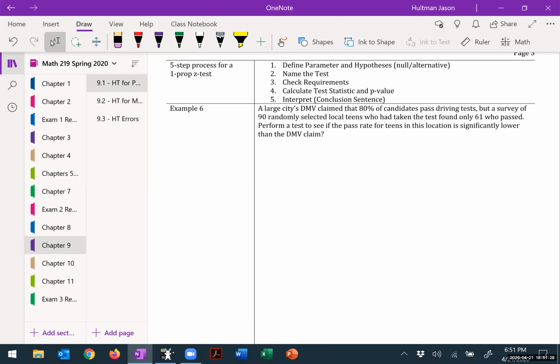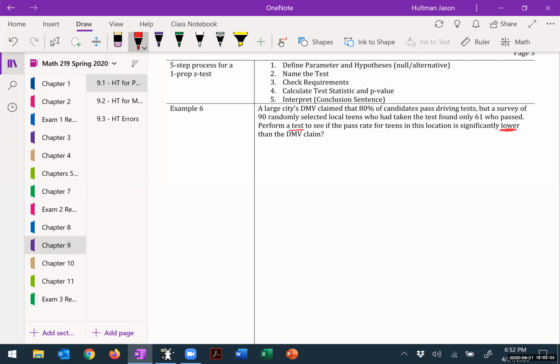Okay, a large city's DMV claimed that 80% of candidates pass driving tests. But a survey of 90 randomly selected teens who had taken the test found only 61 passed. Okay, only 61 who passed. Perform a test to see if the pass rate for teens in this location is significantly lower than the DMV claim.